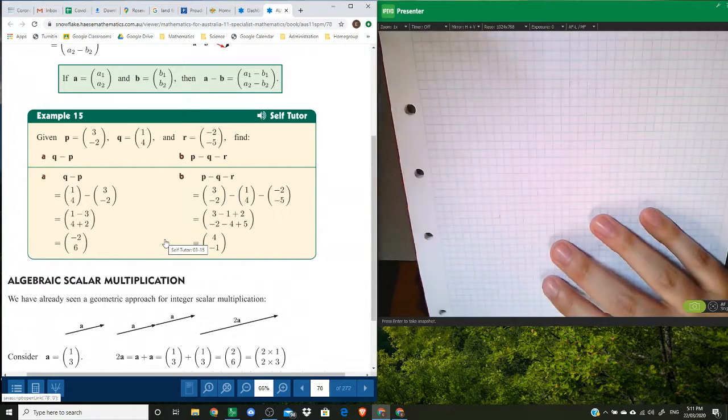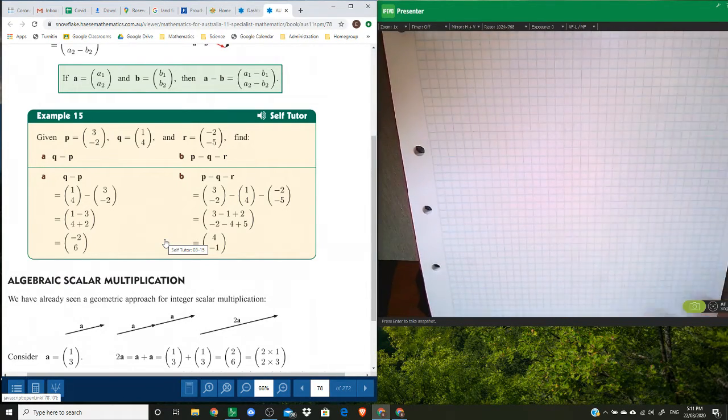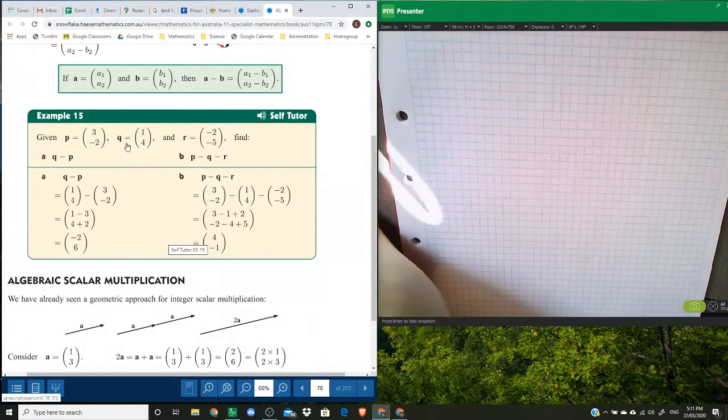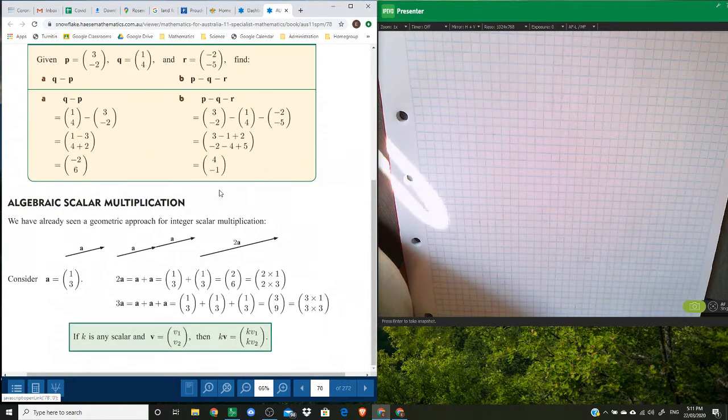I'll just do one of those. We've got p minus q minus r. You can see they got 3 take 1, 3 take 1, and minus -2 is plus 2. And same with the y: -2, minus 4, plus 5, and you get the resultant.